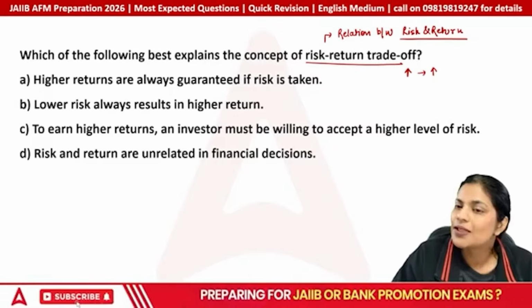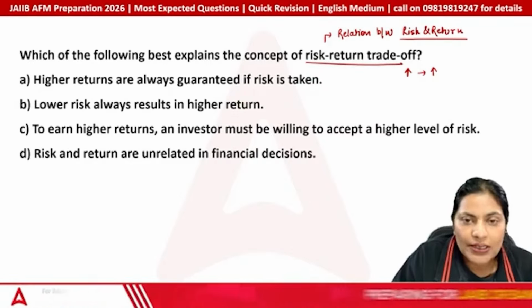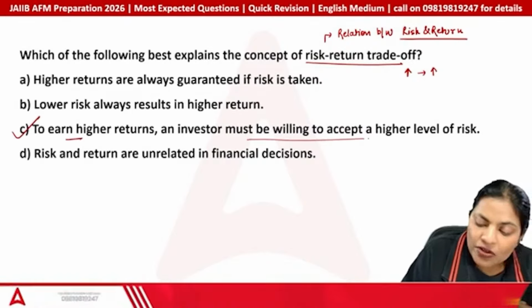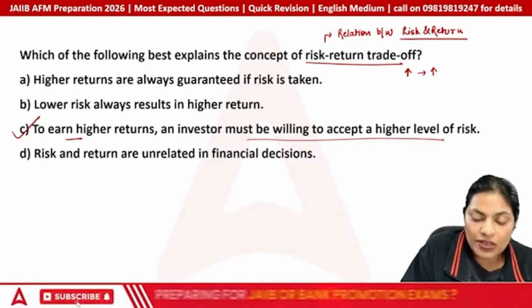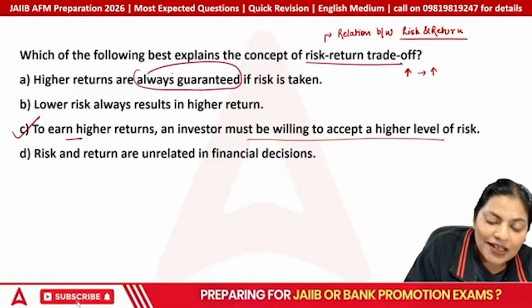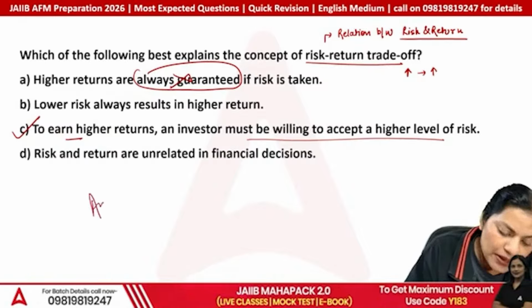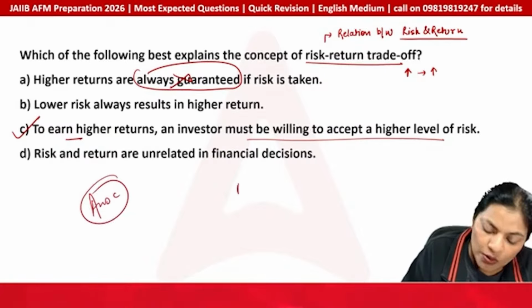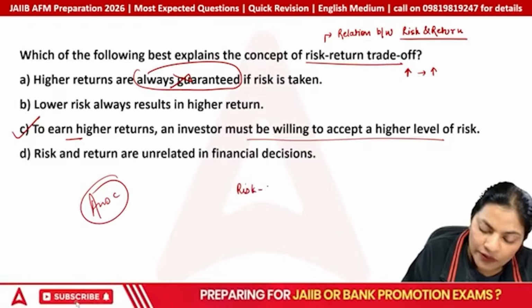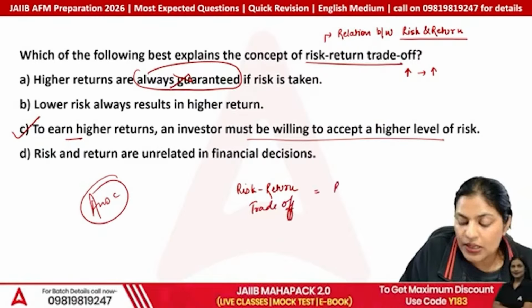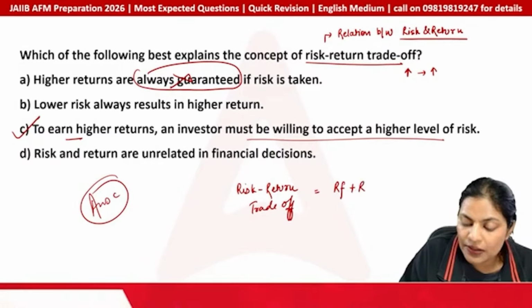Should be. But there's no guarantee for it. Right? So, to earn higher returns, an investor must be willing to accept a higher level of risk, but always guaranteed, you cannot assure it. Right? So, answer would be option number C. Also, how do we calculate it? Risk return trade-off. The formula: risk-free return plus risk premium.